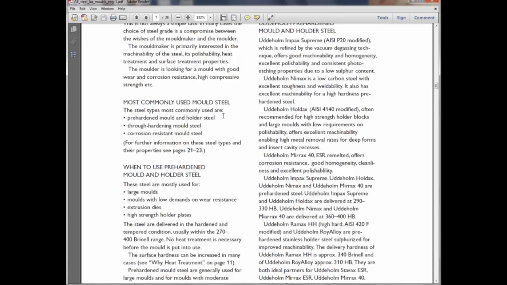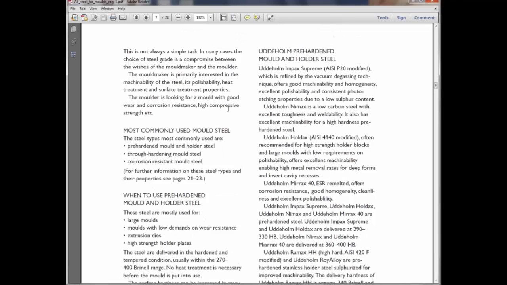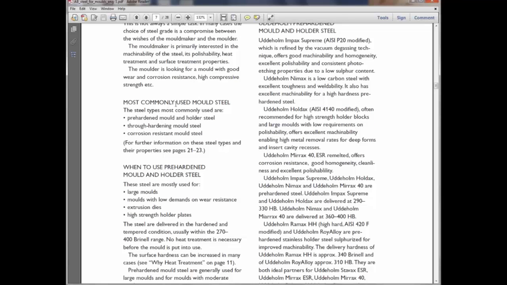Okay, here are some things which I will share with you: the most commonly used mold steels. Are you able to read now? Okay. Pre-hardened mold and holder steel, through hardening mold steel, and corrosion resistant mold steel. These are some categories which we balance when we choose the material for a mold.